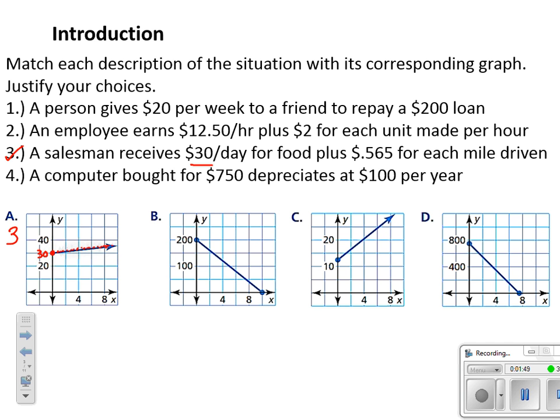Letter B, here we start off with a height of 200. And then as we move on and on, eventually we work our way down to 0. Starting off at 200, the only one that I see $200 in is a $200 loan, and a person gives $20 per week. So as this person is paying back the loan, the amount that he owes is going down. If he starts off owing $200, and then keeps paying $20 per week, the amount he owes is going down. I'm going to say that letter B goes with option 1.